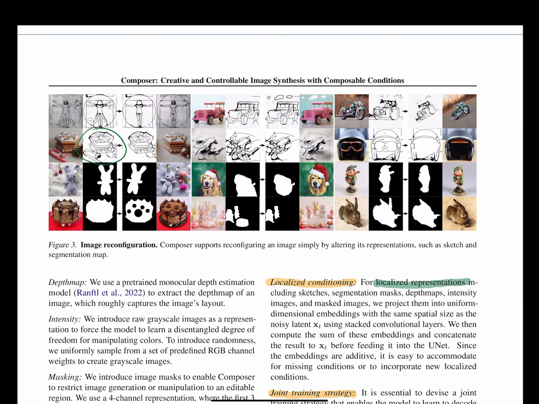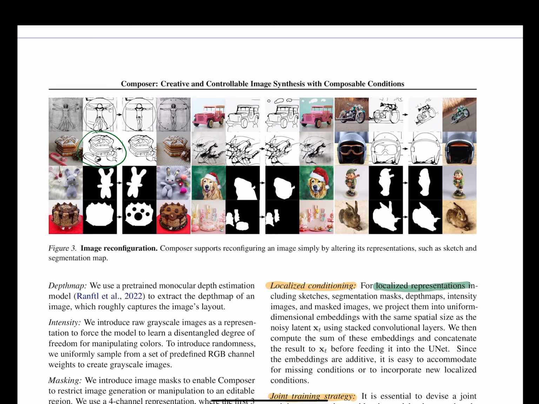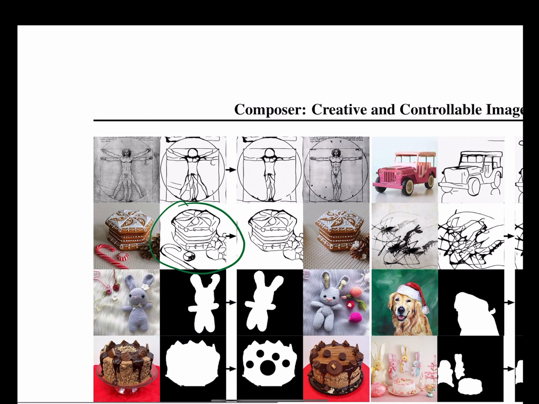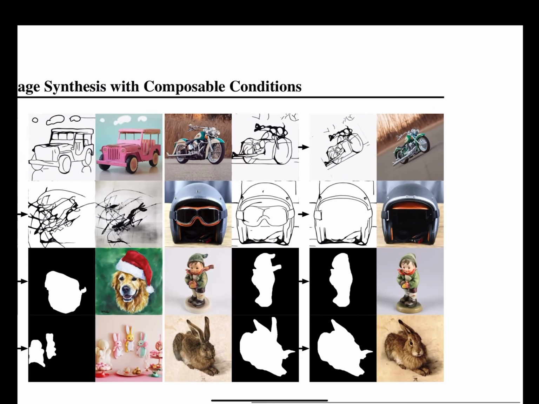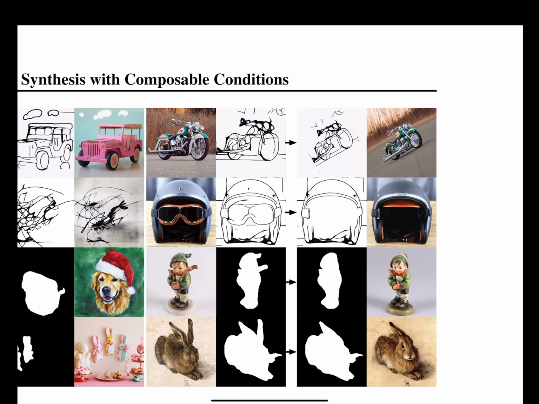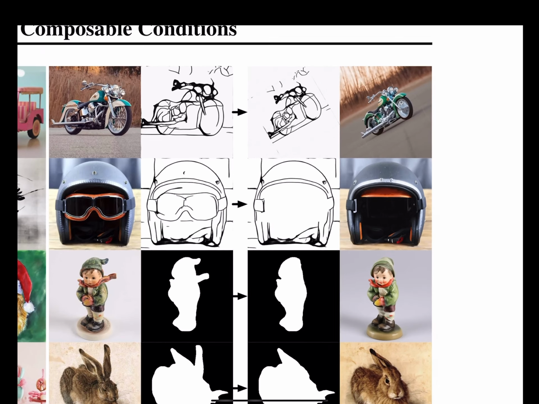Besides that, the model has quite striking image reconfiguration capabilities. For example, you can look at this example here where they remove the arms of the Vitruvian Man from Leonardo da Vinci, which I thought was a really cool example. Besides this example, I also like this one where they have a helmet with glasses, and the Composer model allows you to remove the glasses.